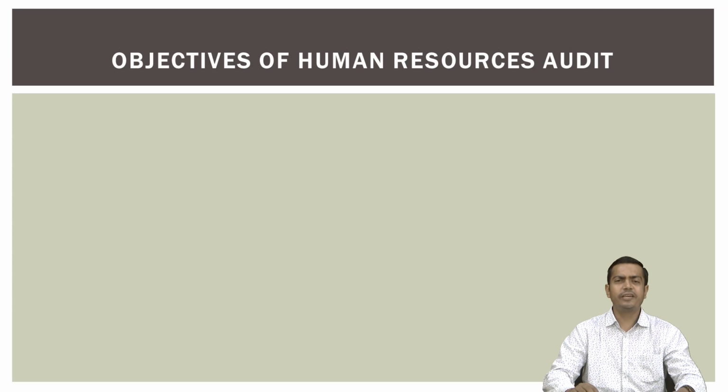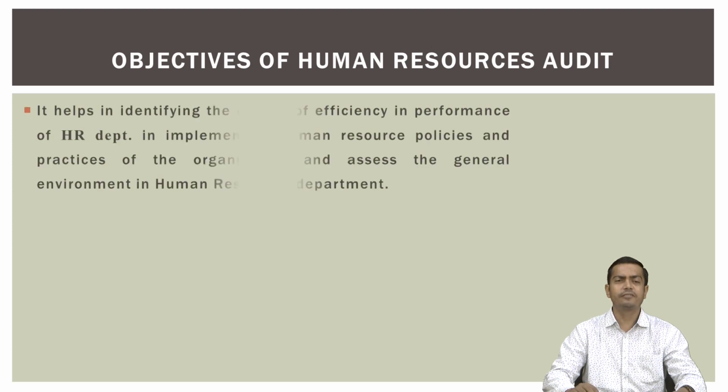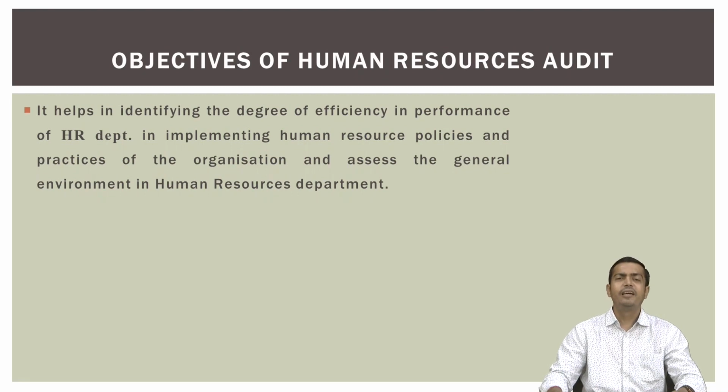Now, what are the objectives of human resources audit? So it actually helps to identify the degree of efficiency in performance of HR department. In short, HR department कितने पानी में है वो यहाँ पता चल जाएगा. To implement HR policies and practices of the organization and assess the general environment in human resources department.